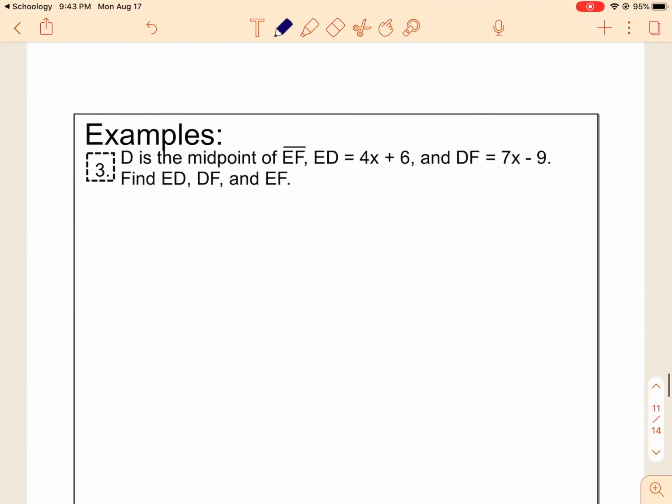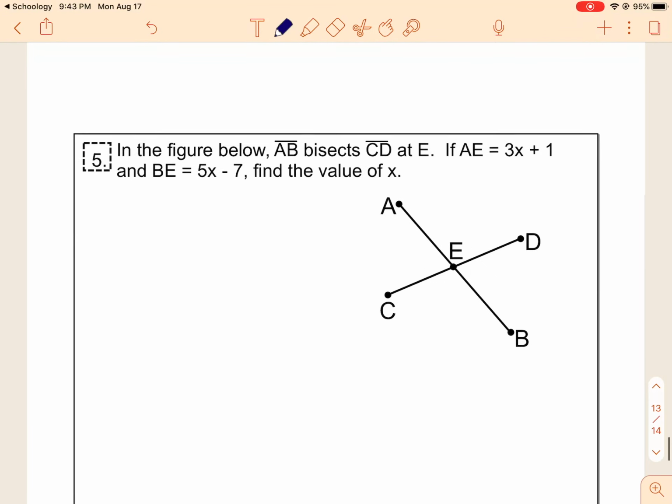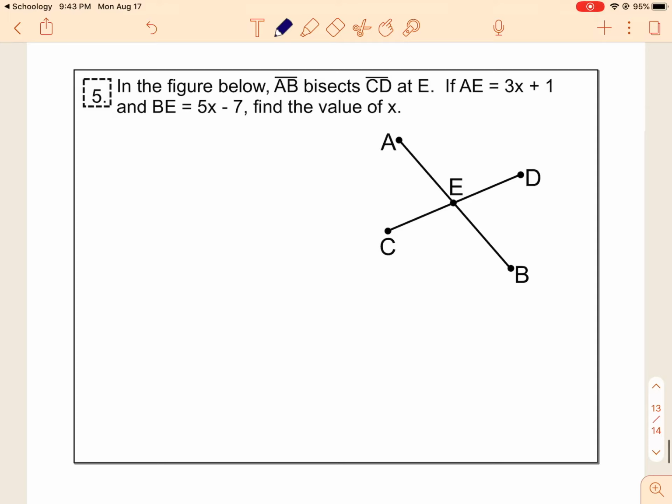If you take a look at these next 3 examples, you're going to do those in your teams, and then we'll go over them as well. See you soon.